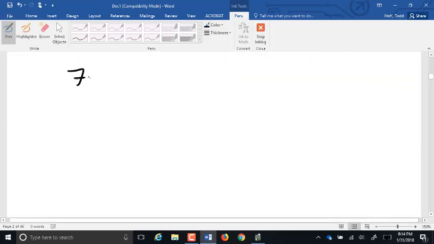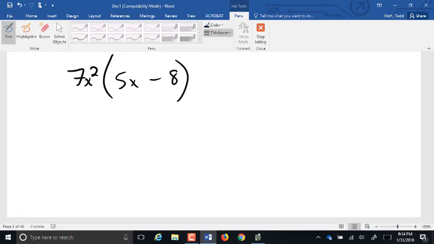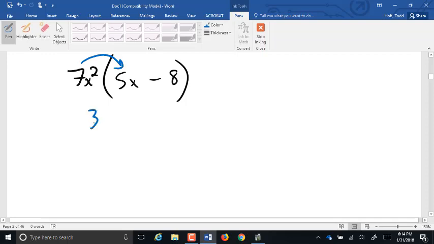We might have 7x squared times 5x minus 8. Let's just go ahead. 7x squared times 5x, 35x to the 3rd, good. And 7x squared times negative 8, negative 56x squared.